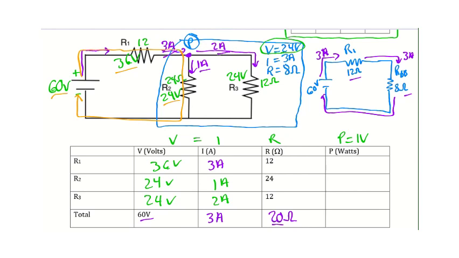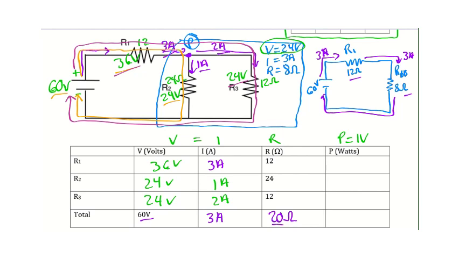Now, what if we didn't take that path? What if we had gone through resistor 1, through resistor 2, through resistor 3, and back to the power supply? Well, we would have lost 36 volts in resistor 1 and 24 volts across resistor 3, still adding to the 60 volts. So whether you took the orange path or that purple path, you should still add to 60 volts. And as you can see, we do.